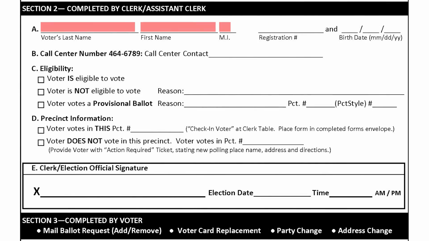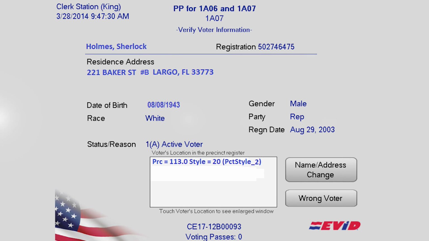Complete Section 2 of the multi-purpose affirmation and check the box that says Voter votes a provisional ballot. Record the reason for issuing the ballot, the precinct number, and the precinct style number. Note that the precinct style number is found on the voter's information screen on the eVid. Look for the precinct style number inside the parentheses.